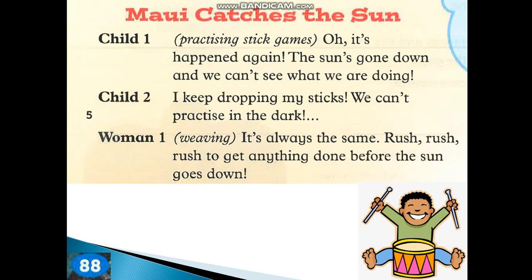Maui Catches the Sun. Child 1, practicing stick games: Oh, it's happened again. The sun's gone down and we can't see what we are doing. I keep dropping my sticks. We can't practice in the dark. It's always the same. Rush, rush, rush to get anything done before the sun goes down.